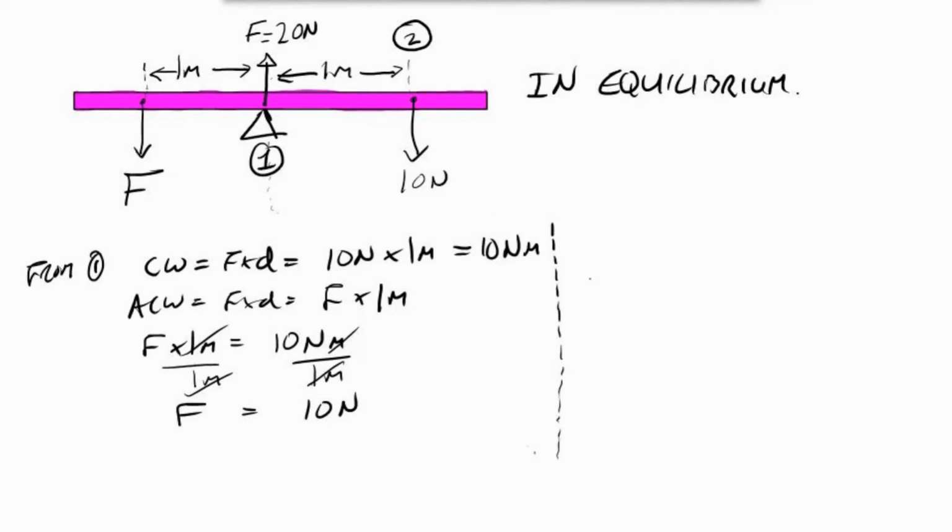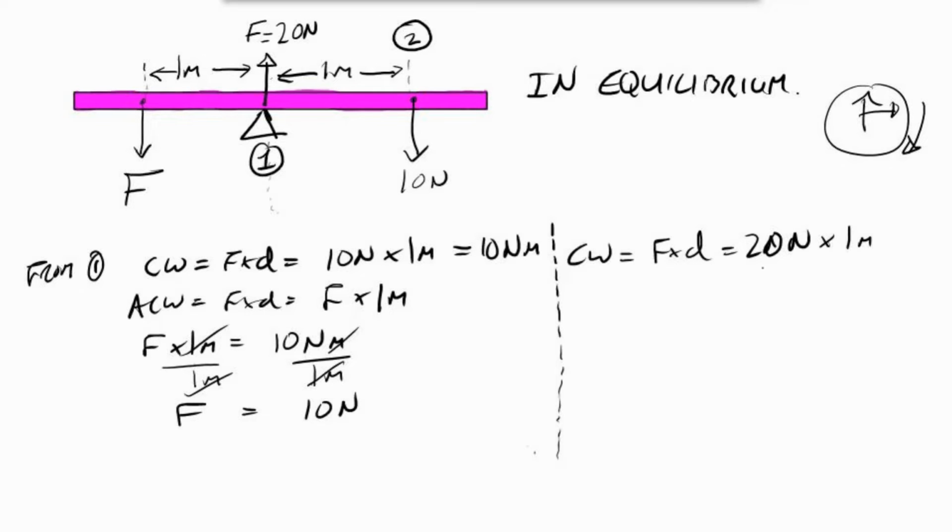So let's look at it about point 2. First of all, we've got our clockwise moments. That'll be the things moving in the same direction as a clock, moving around in that way. The only thing moving in that direction is the 20 newton force. So force times distance: that's 20 newtons multiplied by a distance of 1 meter. That gives us 20 newton meters.